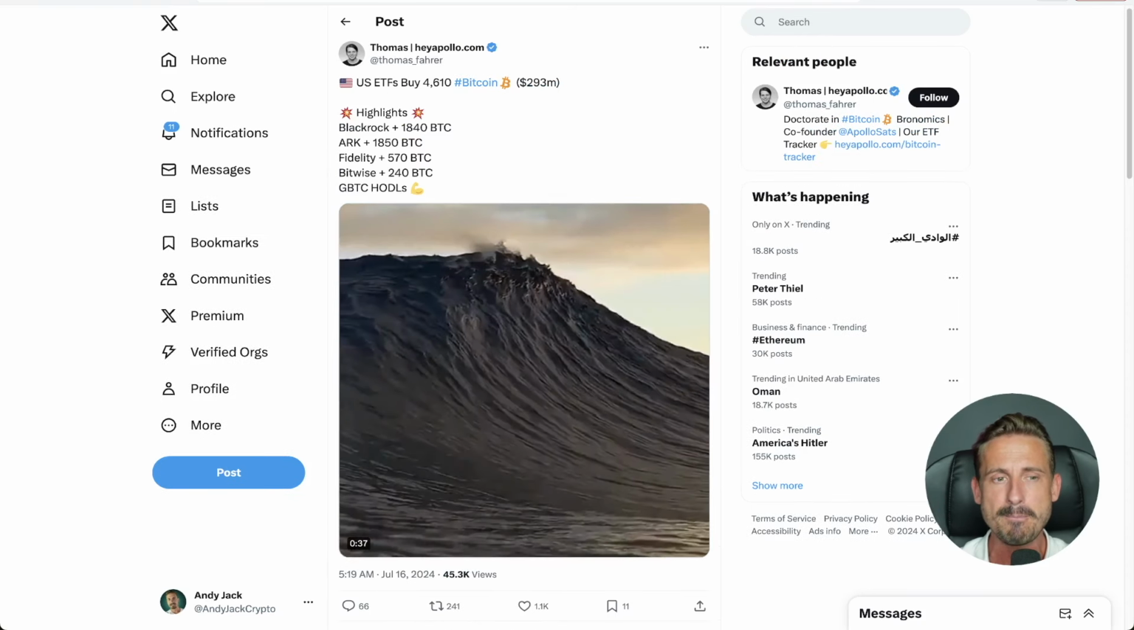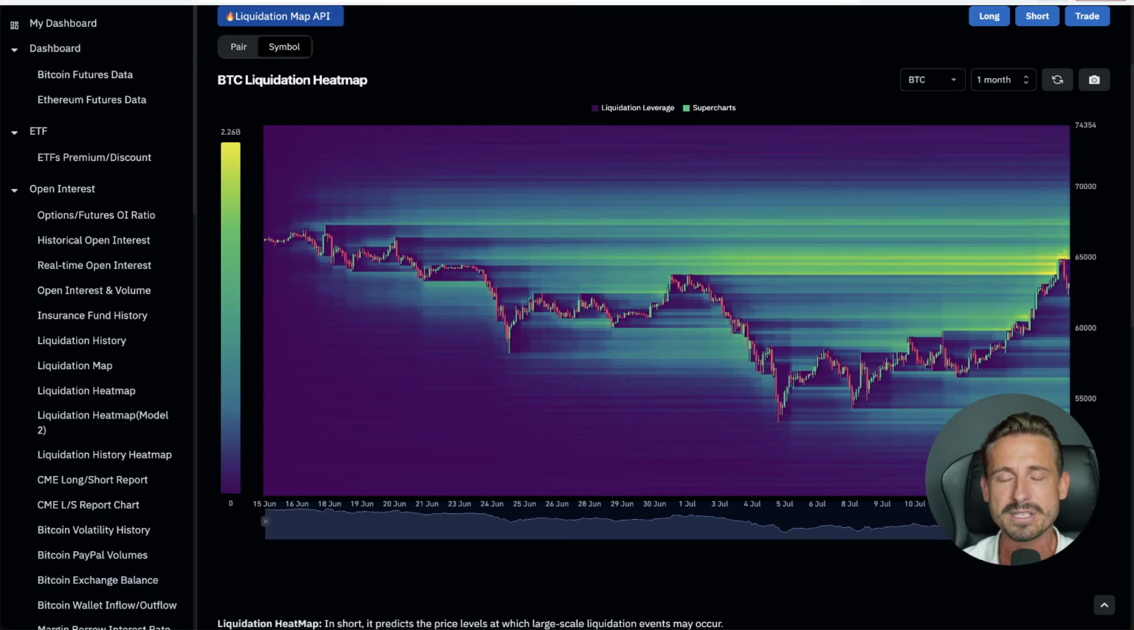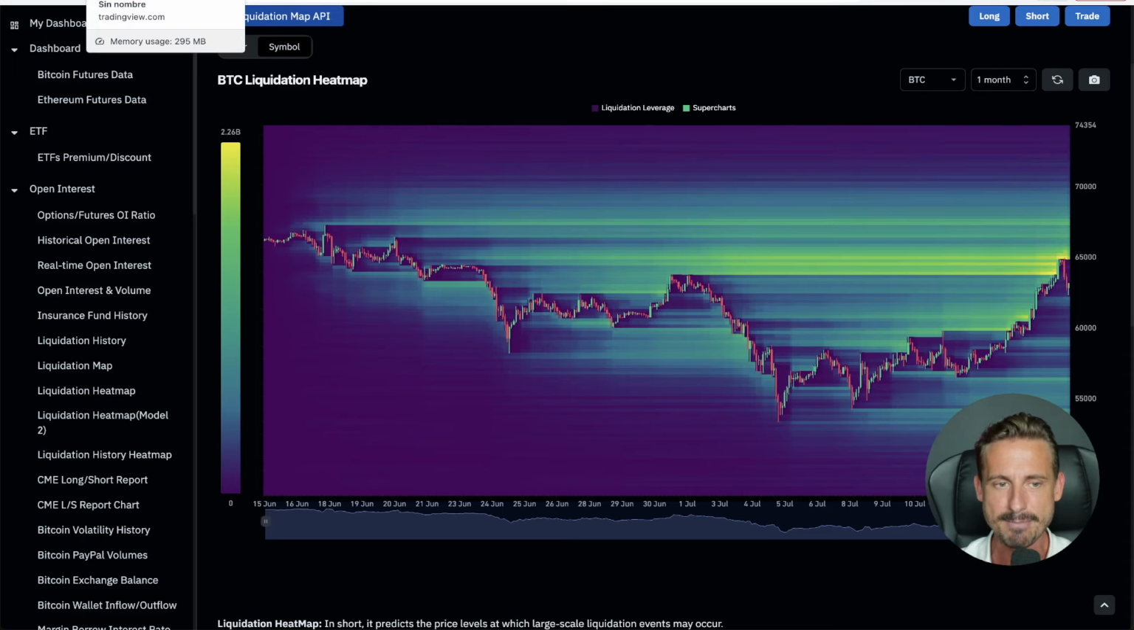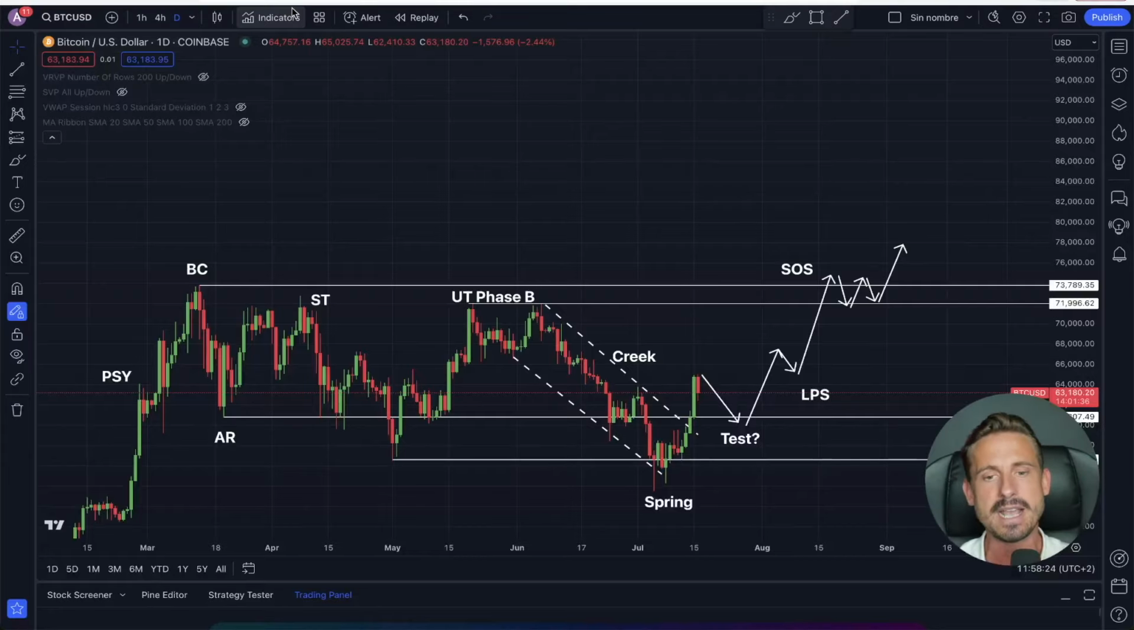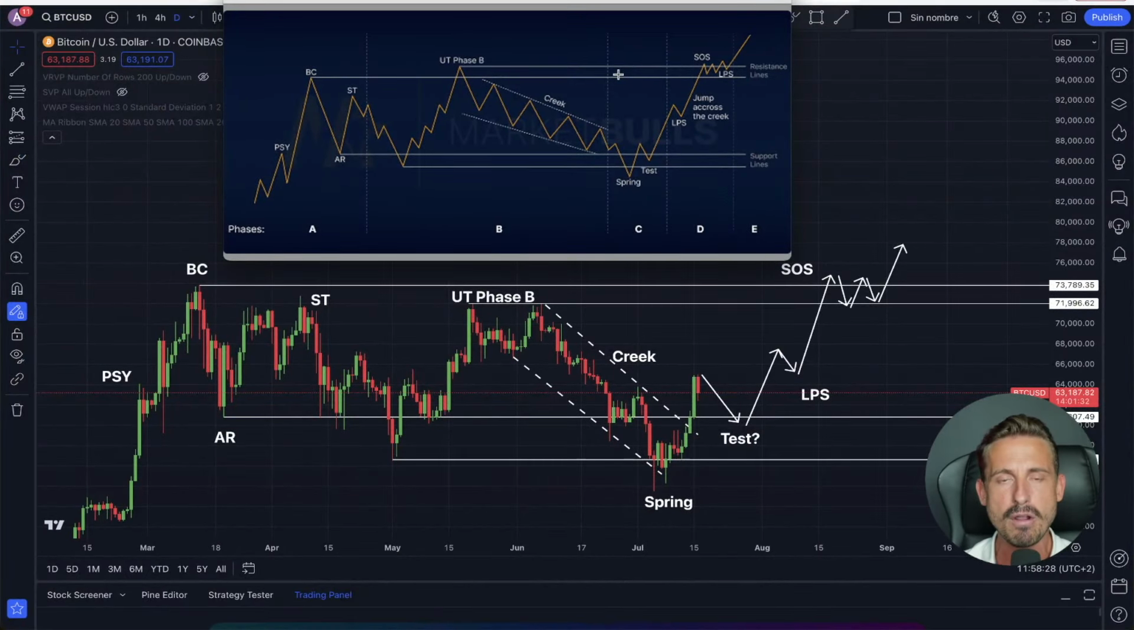We'll be going through some macro events that are very important and the liquidity heat map, guys. So without further ado, let's go right away through this scenario. The macro event, the Wyckoff reaccumulation schematic, is following the phases very nicely.